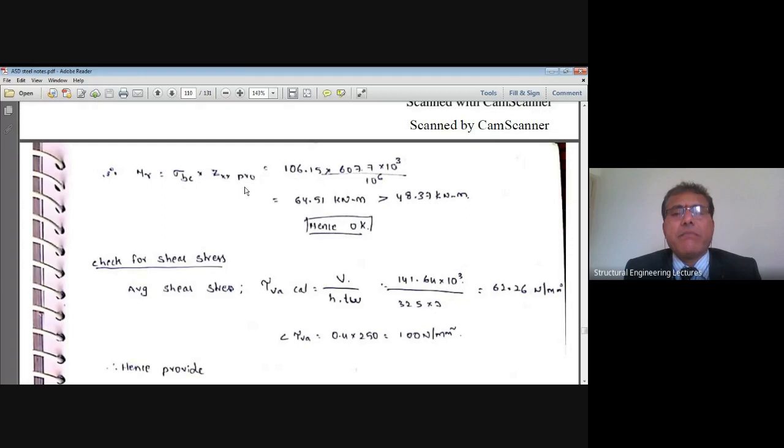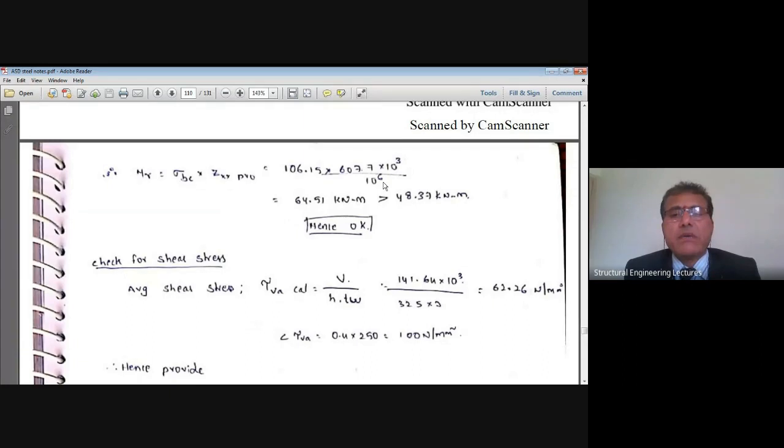Now M is equal to F times Z. F is nothing but sigma BC. Z is Z_xx, as provided. Now substituting numeric values, 106.15 into 607.7 times 10 to the power 3, and it would be 10 to the power 6. It works out to 64.51 kilonewton meter, which is the moment of resistance of this girder.